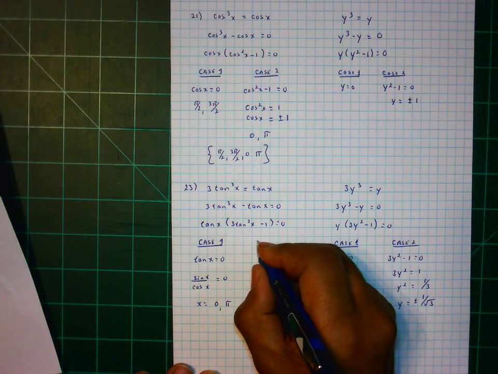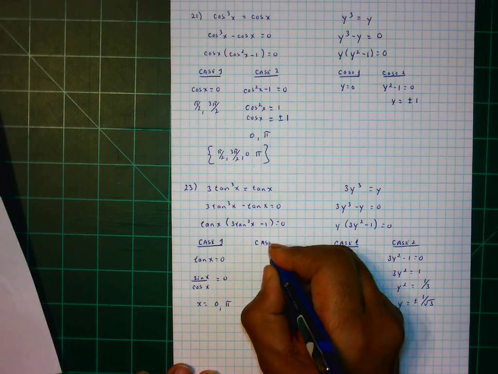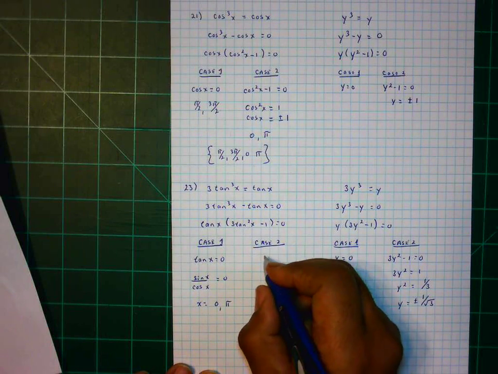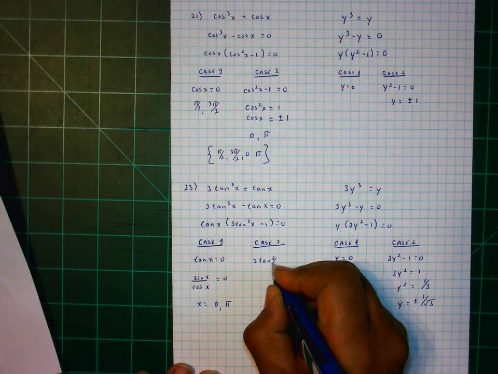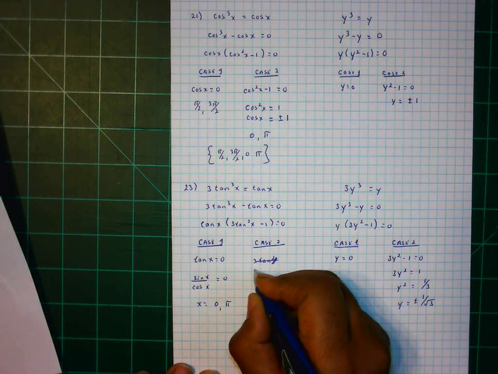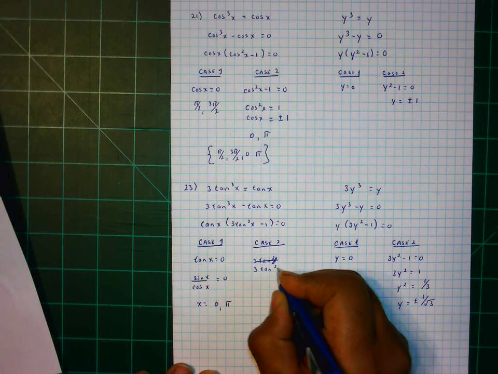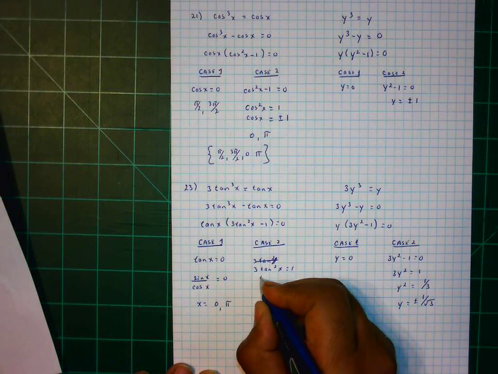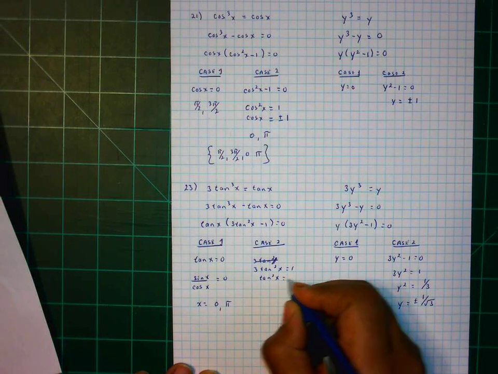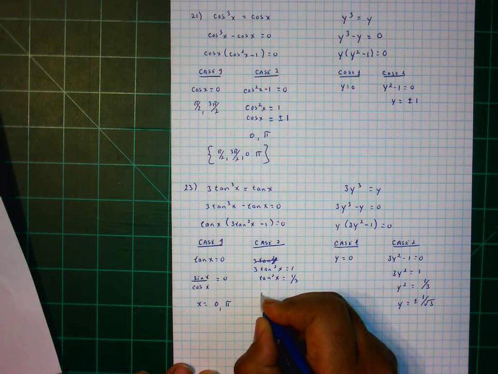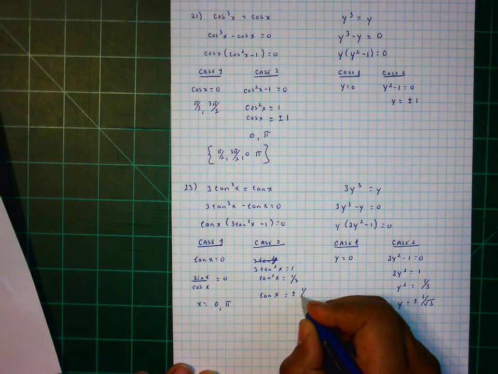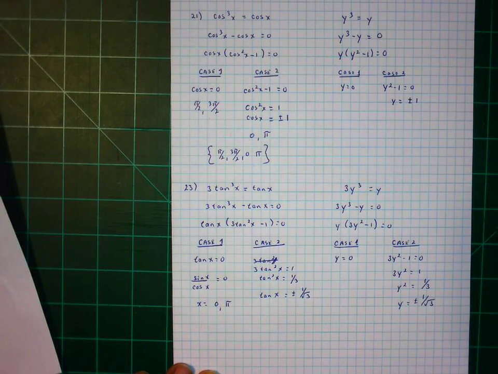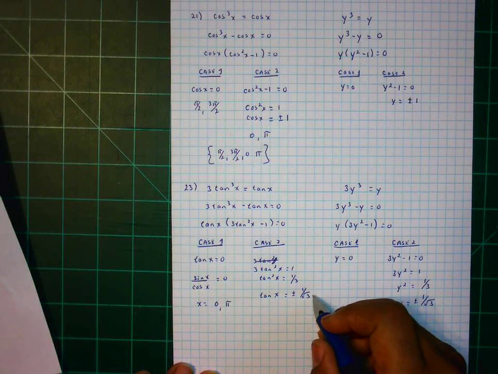Now let's go to case 2. Case 2 is going to be 3 tan squared x equals 1. So tan squared x equals 1/3. Taking the square root of each side, this would be plus or minus 1 over the square root of 3. Now when does that happen? Well, that's going to happen 4 times going around the unit circle.